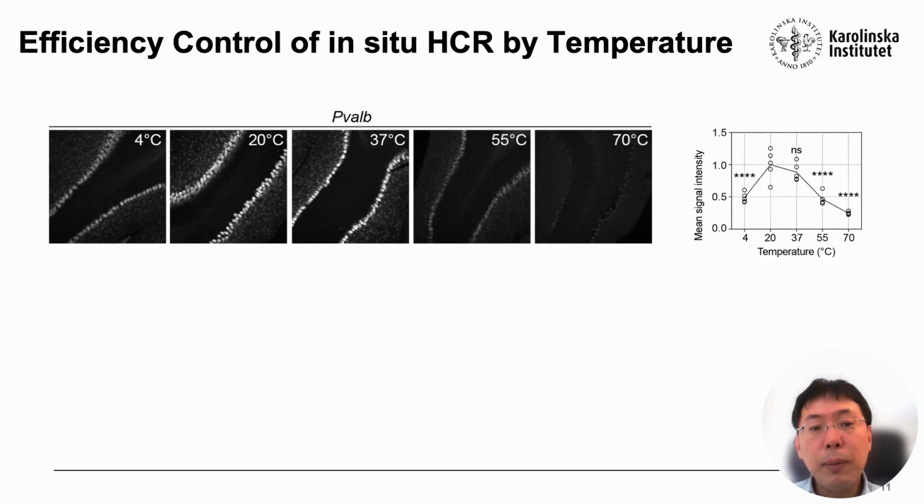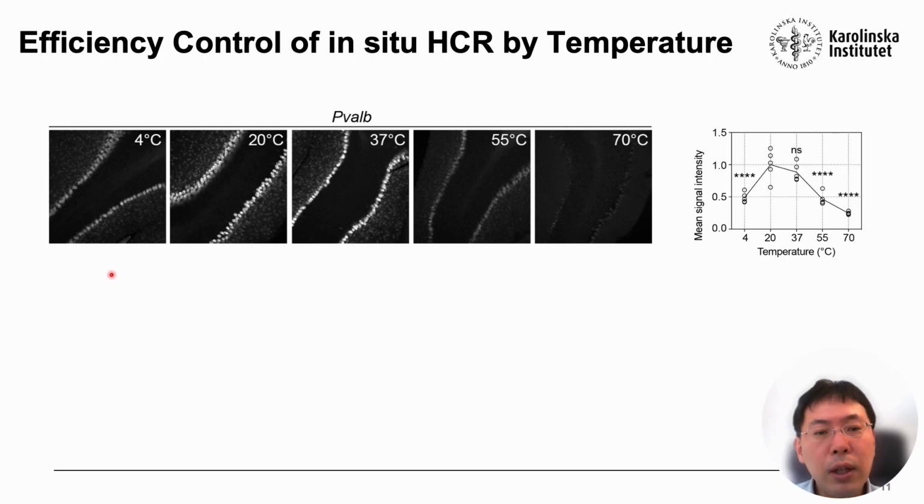So what exactly makes our method work? The answer is simple: we adjust the temperature during in situ HCR. We found that by changing the incubation temperature, we can control the efficiency of the HCR reaction. Typically, in situ HCR is performed at room temperature, where the reaction efficiency is at its highest. But we discovered that reducing the temperature to 4 degrees decreased the reaction efficiency, as shown here.